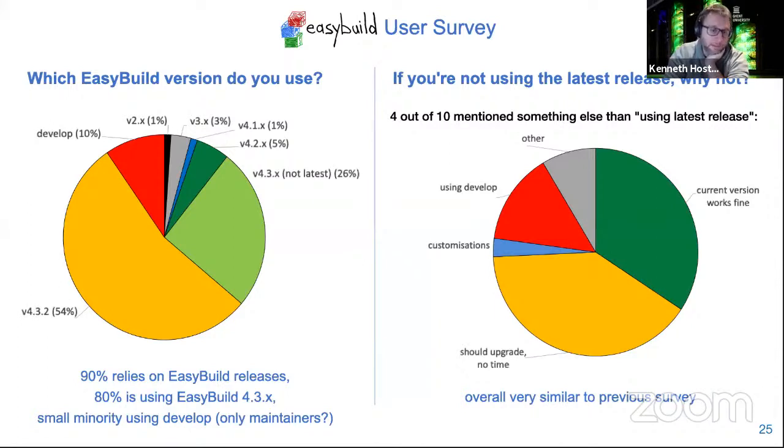And then other reasons, either using develop or I've made local customizations and worked myself into a corner that takes time to get out of, or then a variety of other reasons. Some people only update EasyBuild when they jump to a new tool chain or things like this. So overall, this is pretty similar to previous surveys.